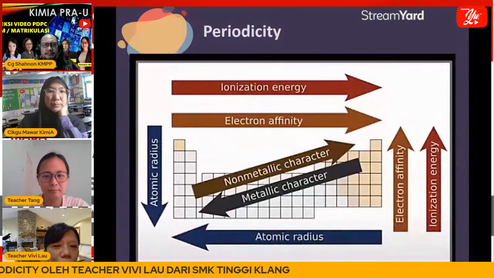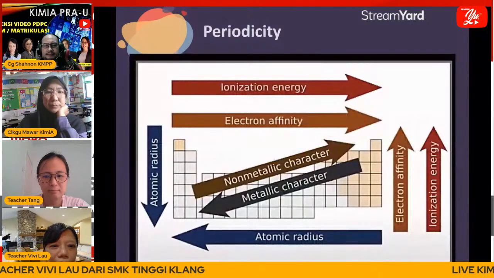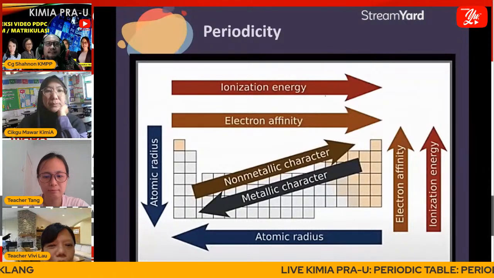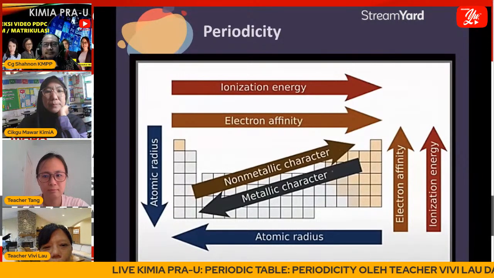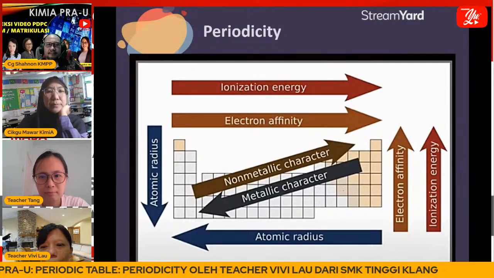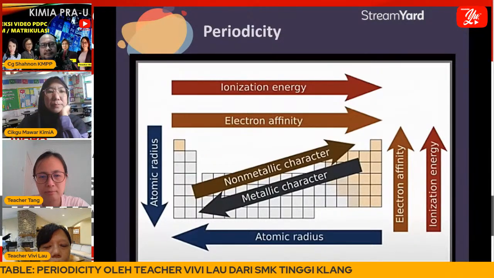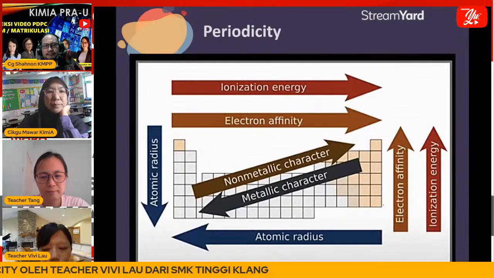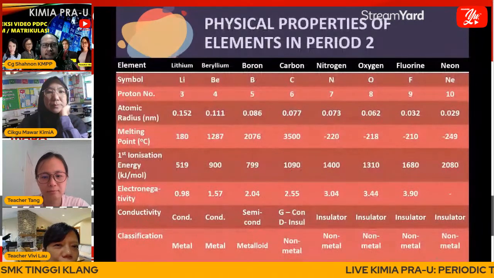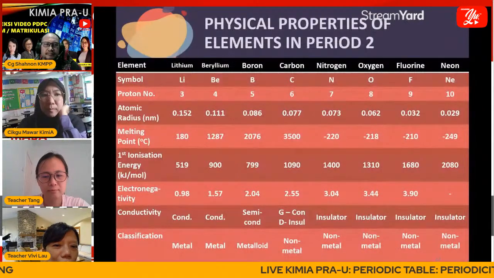So generally across the period, based on the diagram here, ionization energy increases and electron affinity increases. So across the period, non-metallic character increases, so metallic character decreases, and the atomic size decreases. Okay, so these are the properties for period 2.